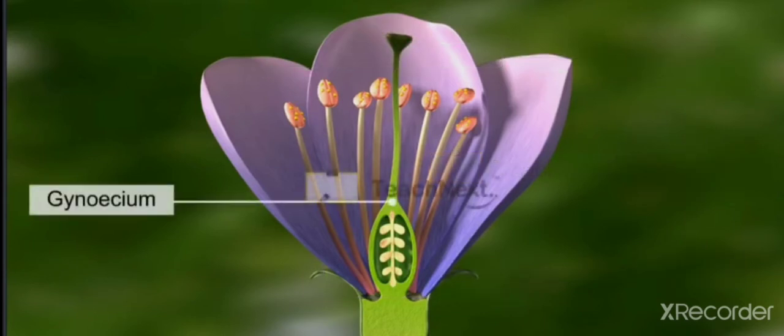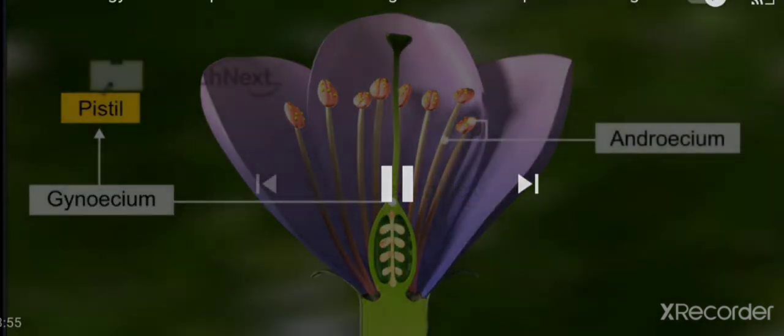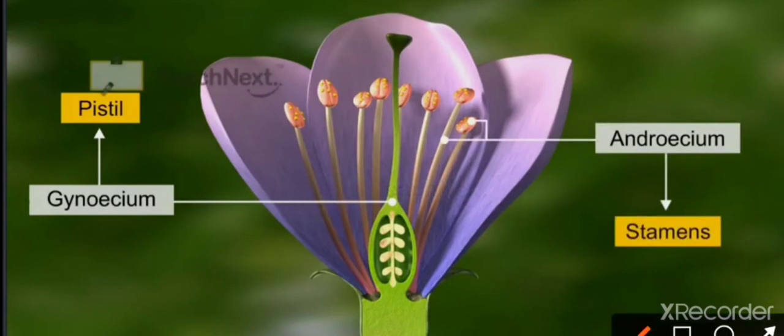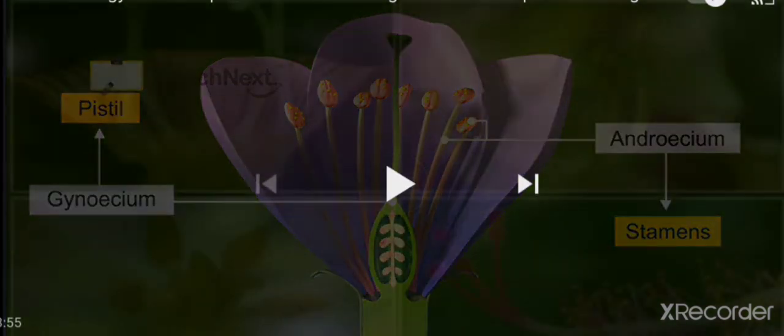And the essential whorl, that is gynoecium. Gynoecium is the female reproductive part of a flower, and you can see the gynoecium consists of the pistil. In some flowers you can see only one pistil, and in some flowers you can see many pistils. In the same way, androecium is the male reproductive part of a flower, and in some flowers you can see a whorl of stamens, isn't it? Different stamens you can see. Many stamens are there. In some plants you can see a whorl of stamens, and in some flowers you can see only very few stamens, isn't it?